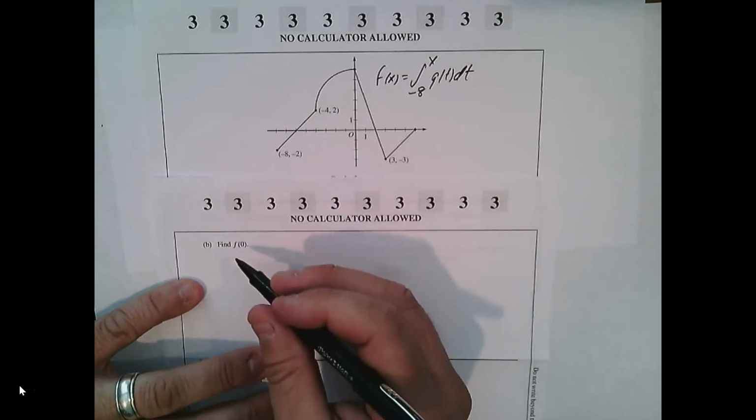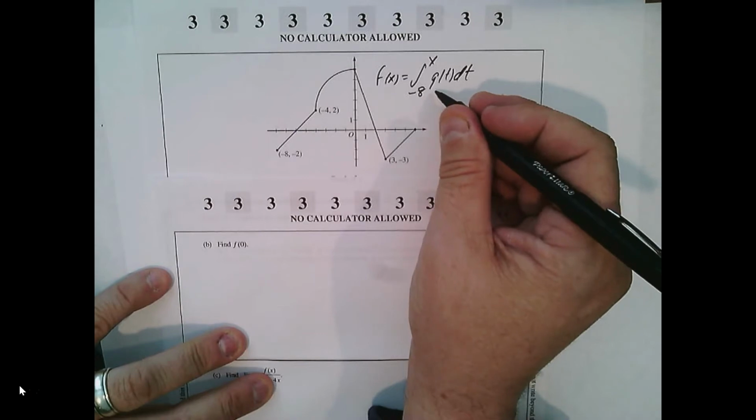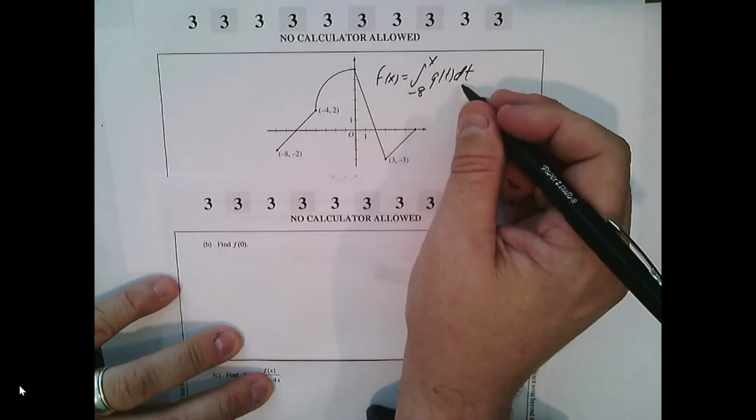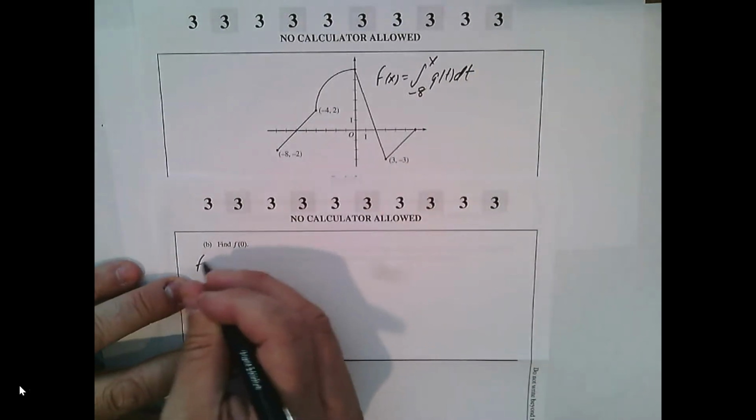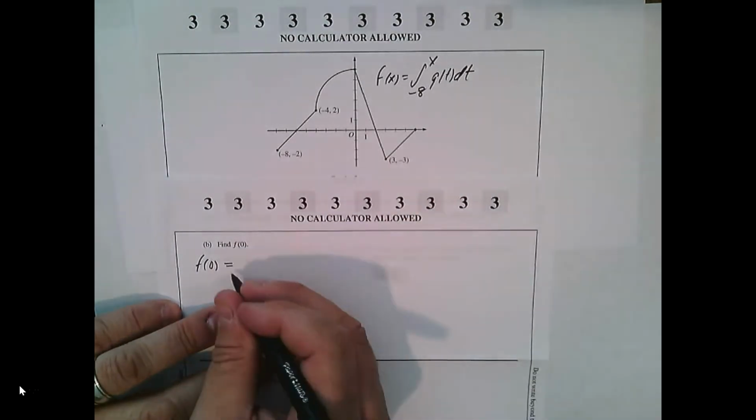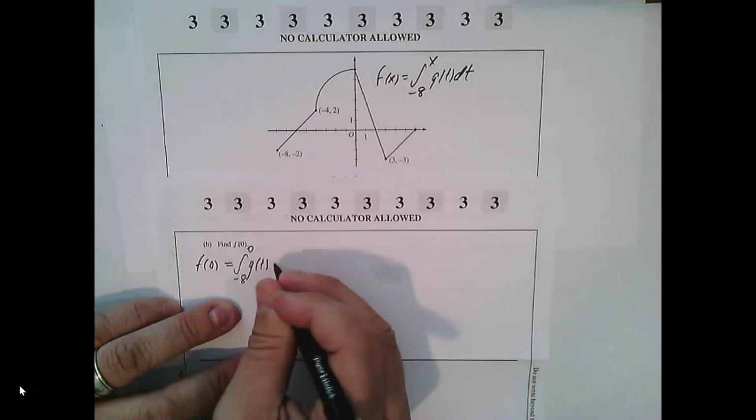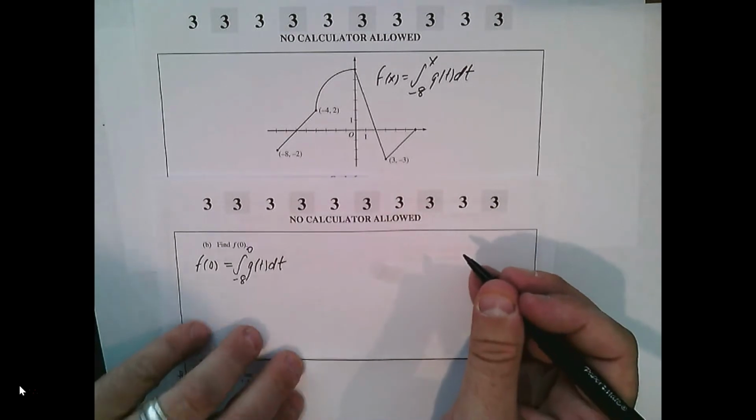All right, in part B, we need to find f of 0. Well, how do we find f of 0? This is the graph of g. Well, we know that f of x is the integral from negative a to x of g of t dt. What that means then is that, using this definition, f of 0 is the integral from negative 8 to 0 of g of t dt.